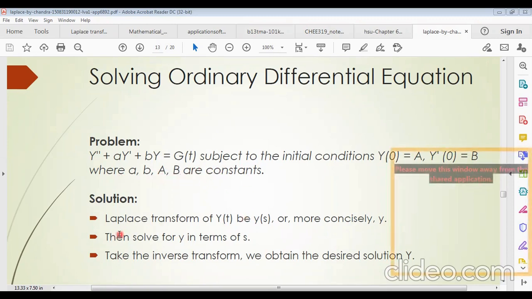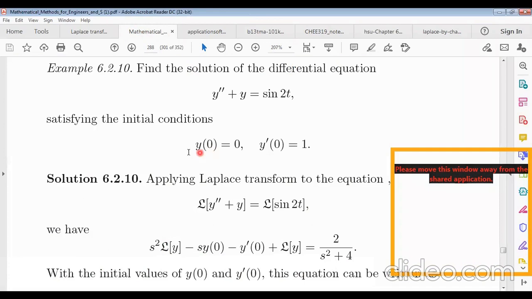Now the solution will use the 3 steps we have discussed before. First of all, we have to find the Laplace transform of y of t, which will be Y of s. Then solve for Y in terms of s. Then take the inverse transformation. Using this concept, we are trying to solve an example of Laplace transformation.